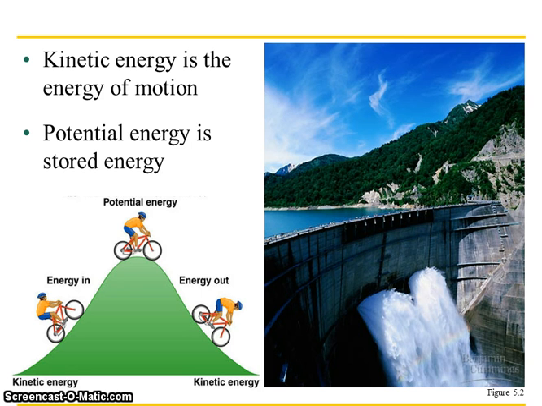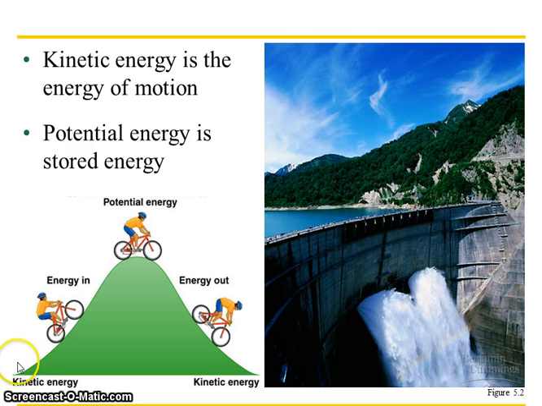Kinetic energy is energy in motion, being used, generally converted to heat. Whereas potential energy is stored energy. We're not using it right now, but we could. For example, this dam: all the water on the top has a huge amount of pressure. That's potential energy. And as the water moves through, that's kinetic energy.